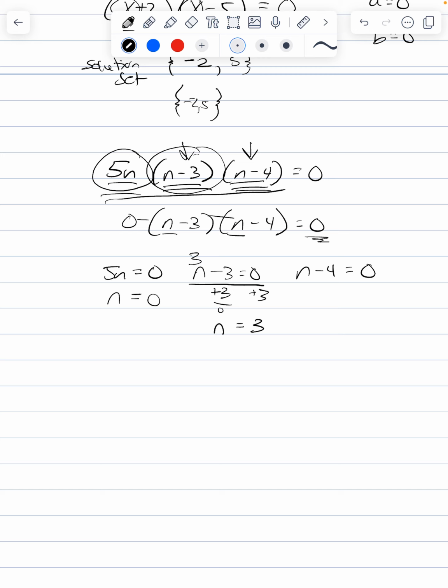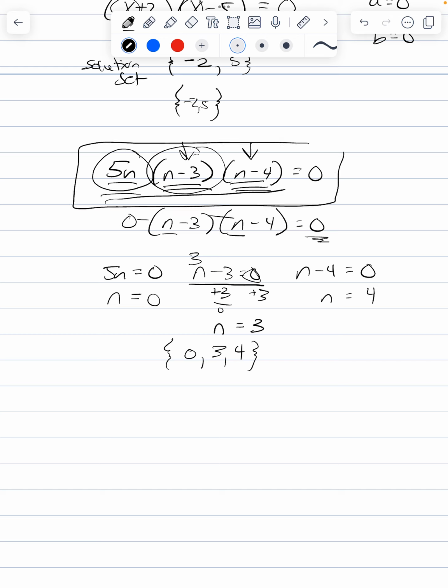And is that true? If n were 3, 3 minus 3 would equal 0. Yes. And so with this one, we're going to have to add 4 to both sides. We get n equals 4. So your solution set is 0, 3, or 4. If in this original problem n equaled any of these, then the whole thing would be true. So there's your solution set.